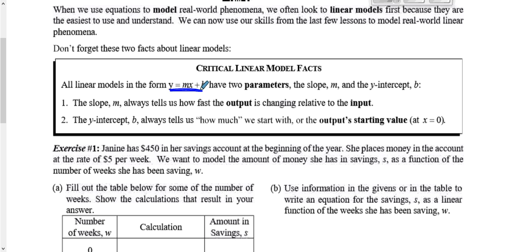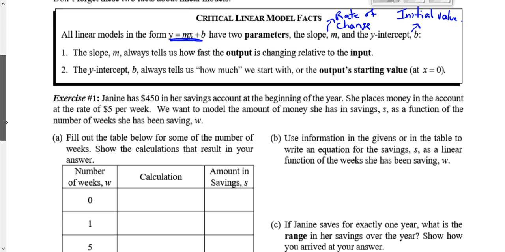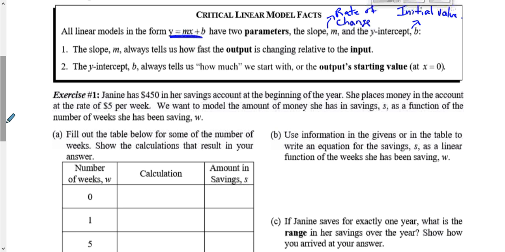The slope, m, remember, is the rate of change in whatever the situation is. And the b is your initial value, like whatever you happen to be starting with in the particular problem. They describe it as: slope tells us how fast the output changes relative to the input. Inputs are the x's, outputs are the y's.